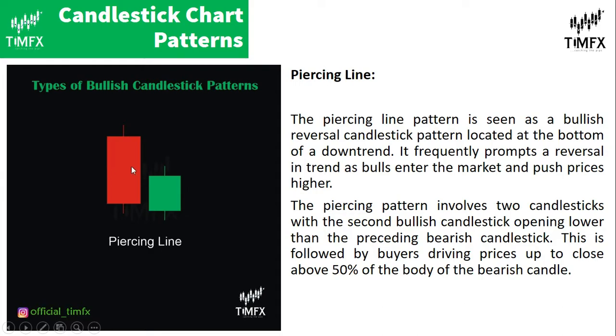So this is the 50% of the bearish candle. So this candlestick pierced through the 50%, or above the 50%. That's why it's called the piercing line. So because it pierced above the 50% of the bearish candlestick, it means a reversal pattern is evident, which is an uptrend.